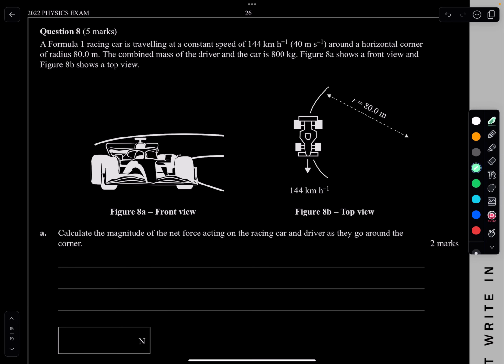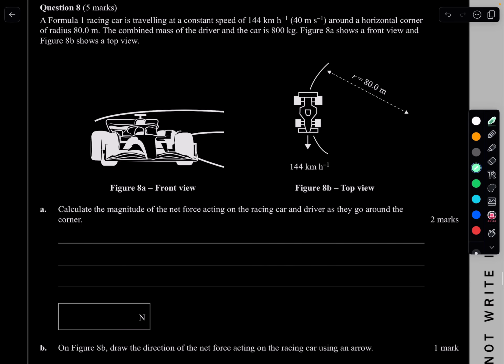Question 8. A Formula 1 racing car is traveling at a constant speed of 40 meters per second around a horizontal corner of radius 80. The combined mass of the driver and the car is 800. Figure A shows the front view and the figure shows the top view. Beautiful. A. Calculate the magnitude of the net force acting on the racing car and the driver as they go around.